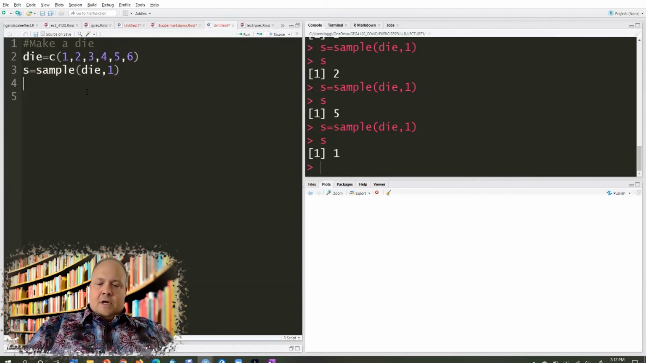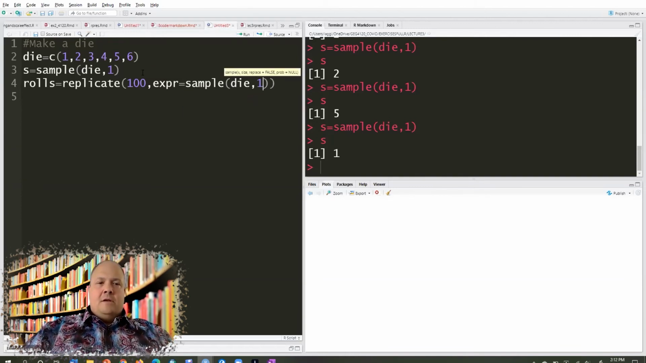And I'll call this rolls equals replicate. How many times do I want to replicate this? 100. And my expression, EXPR, will be equal to sample die one, like that. So I don't need the second line anymore.